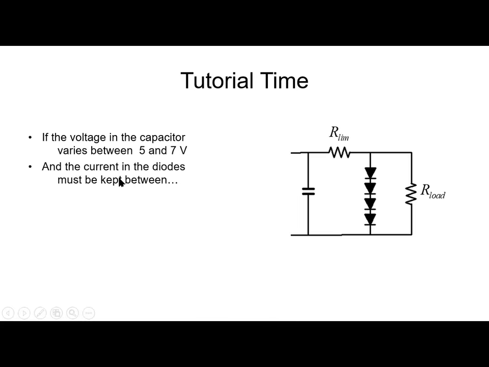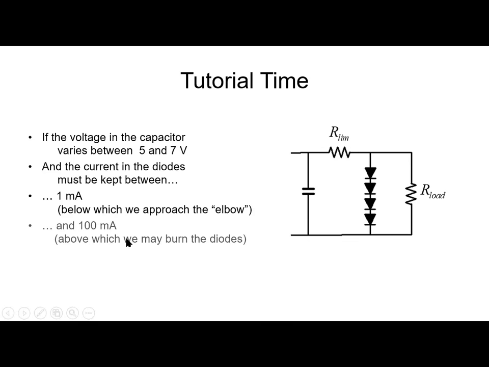Right. The current in the diodes must be kept, we are told from the data sheet, above 1 milliamp, below which we approach the elbow of the curve and the drop is not 0.7 in each one of them, and below 100 milliamps, which is the maximum current above which we may damage the diodes. That's what we need to do. The load is not constant either. The load is changing between 300 ohms and 1000 ohms.